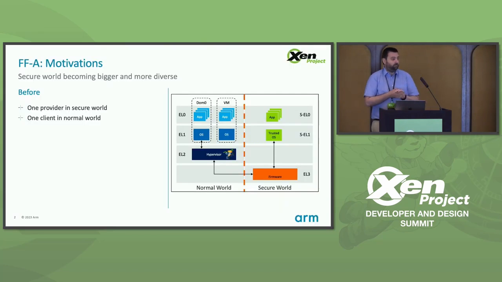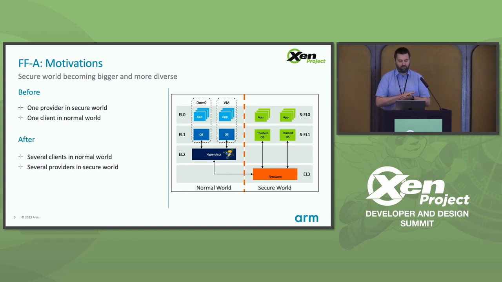So, on ARM, we have something named TrustZone, and the secure world is becoming bigger and more diverse. Right now, in a typical system, we have something looking like this. In the secure world, we have a trusted operating system like OP-TEE. And in the normal world, we have one client, which is usually a VM with Xen, using the secure services provided by OP-TEE. So this is how the world is looking now.